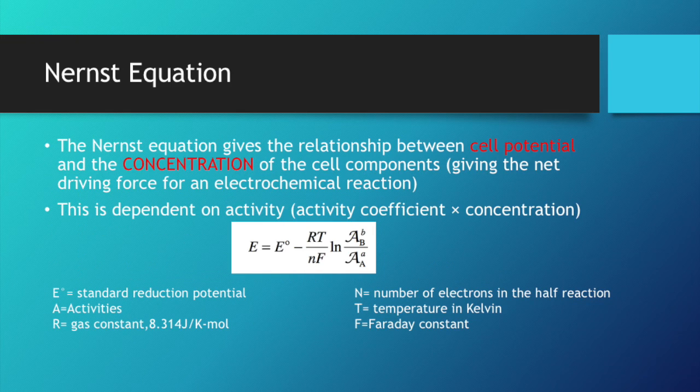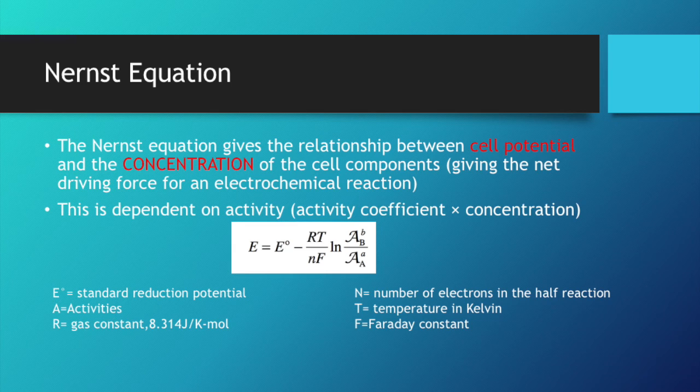So now we've gotten some of the terms and definitions out of the way. Now we'll talk about the Nernst equation. And the Nernst equation is essential to any electrochemical species or reaction. Basically the Nernst equation gives the relationship between the cell potential and the concentration of the cell components. And it gives us the driving force for any electrochemical reaction. Now the Nernst equation is dependent on activity, which is simply the activity coefficient times the concentration of whatever species.